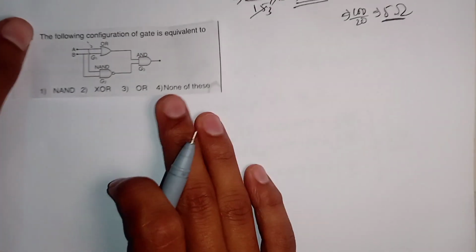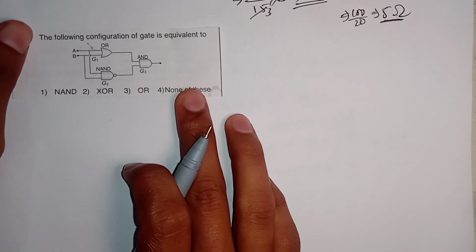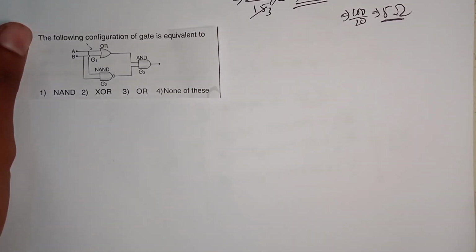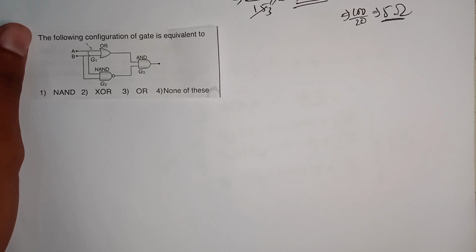Yes, next question. The following configuration of a gate is equivalent to... The particular gate is given here, and we have to find out whether it is, for example, NAND or XOR, or none of these. The 4 options are given here. How to solve these types of questions? For these types of questions, we have to know some basic formulas, basic theorems.